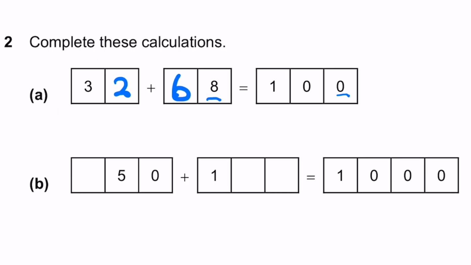B. Dash 50 plus 1 dash dash equal to 1000. 0 plus 0 equal to 0, so we have to place a 0 here. 5 plus 5 is 10, so 5 should come here. 1 will be carry over. So we need to get something adding to 9 because of the carry over. That's 8. 8 plus 1 is 9 and 9 plus 1 is 10. So we'll add 8.